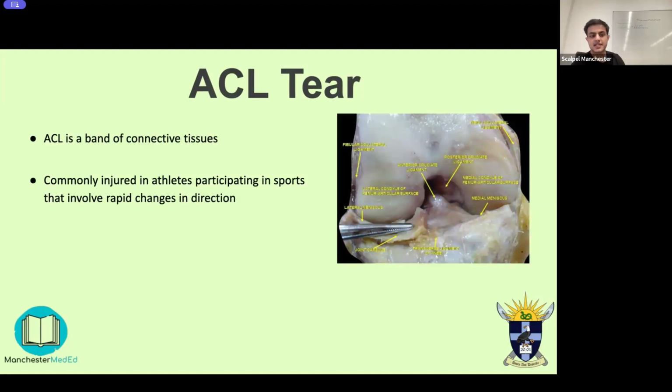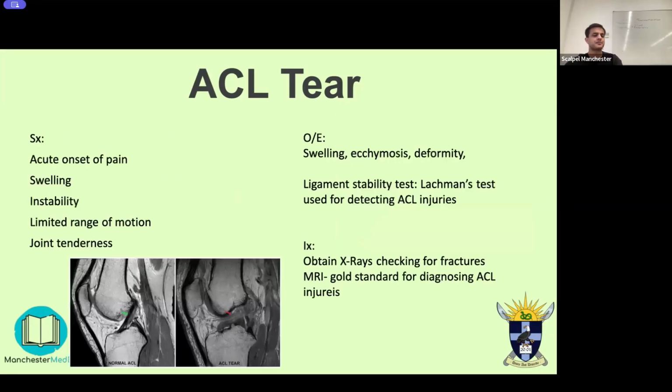So move on to ACL tears. The ACL, the anterior cruciate ligament, is a band of connective tissue. It's commonly injured in athletes participating in sports that involve a rapid change in direction. So especially if you're getting a passage question that says someone was playing football and they changed direction and got an intense knee pain, you're going to go, is it an ACL tear?